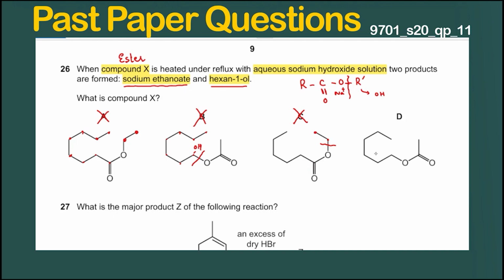So here, 1, 2, 3, 4, 5, 6 carbons. So the bond is going to break down from here. It will form OH, and from the other side the Na will attach with this oxygen, and the salt of ethanoic acid is formed here. So D must be your answer.